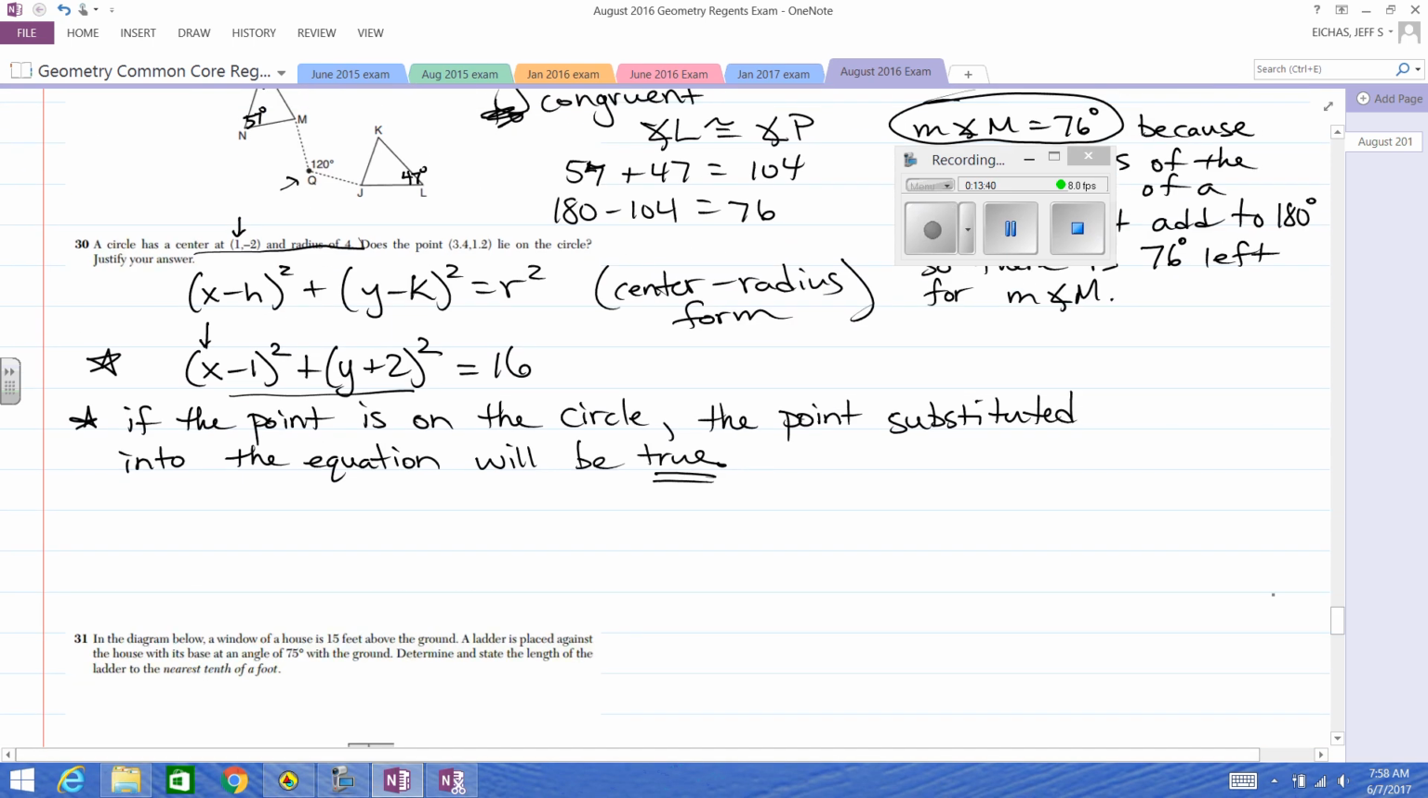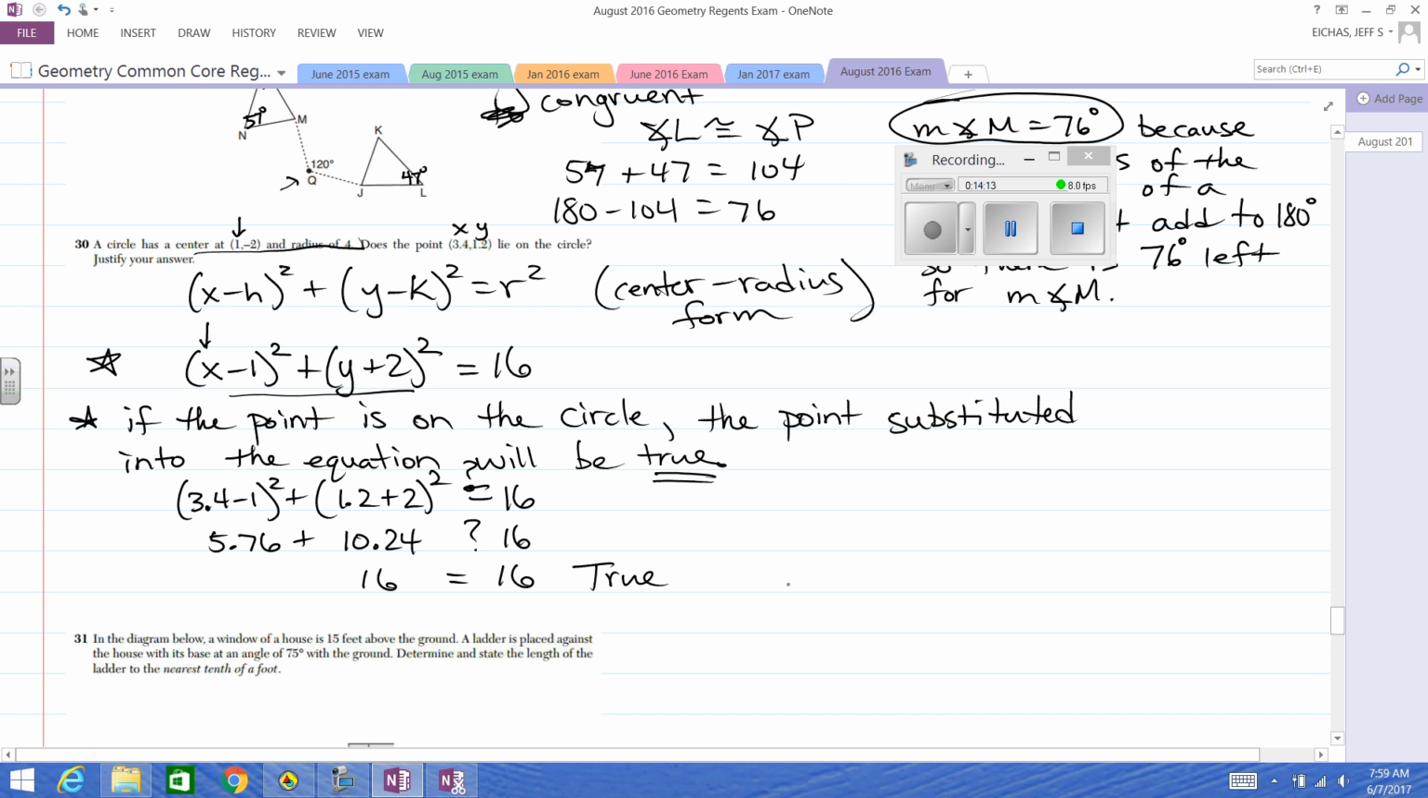So here's what we're going to do. We're going to plug 3.4 into the equation for x and 1.2 for y. And we're going to ask ourselves, is that in fact equal to 16? So 2.4 squared is 5.76. That's 3.2 squared. What is that? 10.24. And again, it's really a question mark. Does it equal 16? Add those together. It does. So this is a true statement.